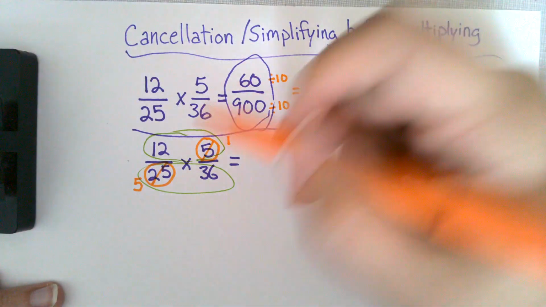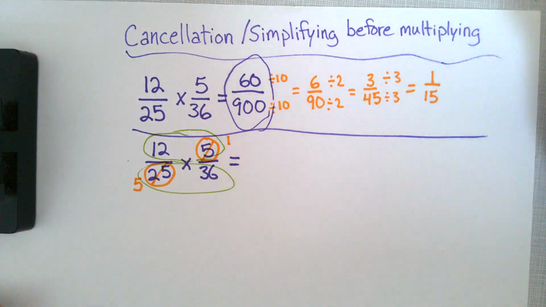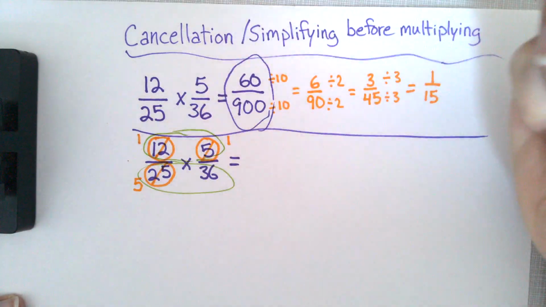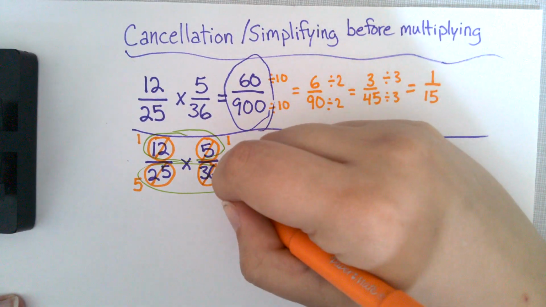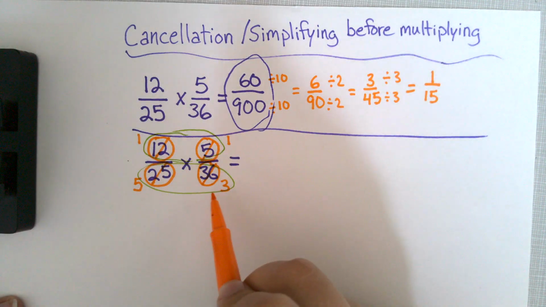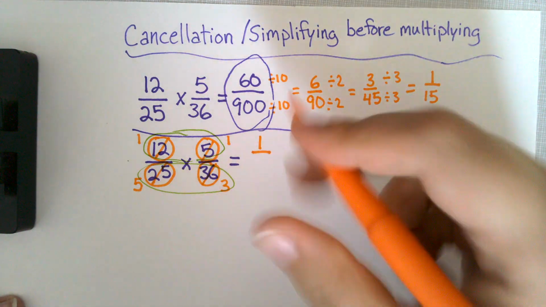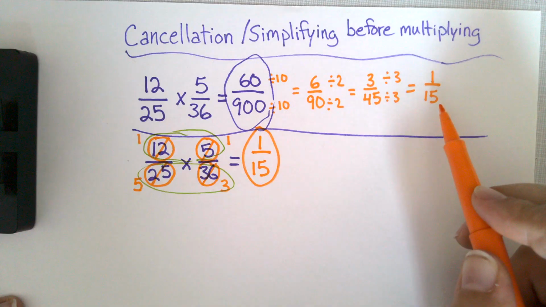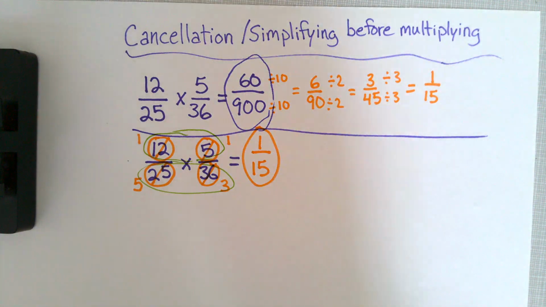Okay. Another example here is that 12 and 36 are both divisible by 12. So I could do 12 divided by 12, which would give me 1. And then 36 divided by 12 gives me 3. Then I only have to multiply with those already simplified numbers. So 1 times 1 is 1, and 5 times 3 is 15. So you end up getting the same answer you would have up here, but without having to deal with all of these large numbers.